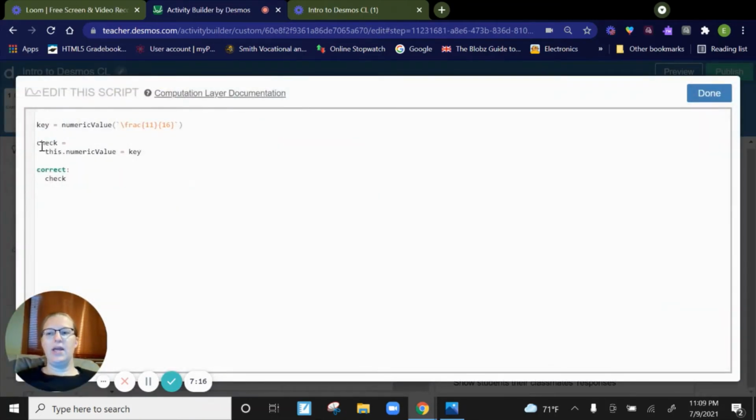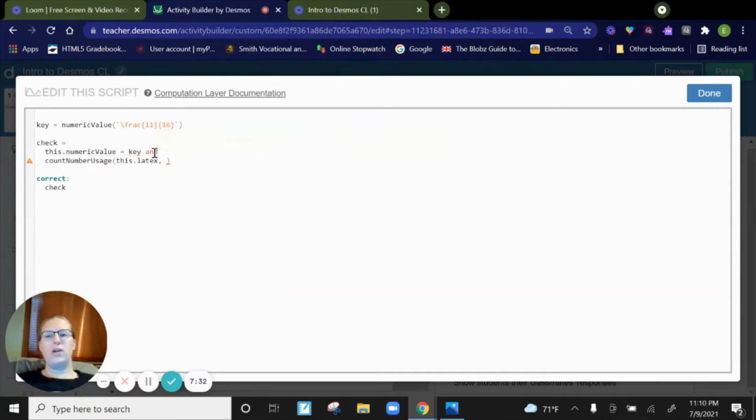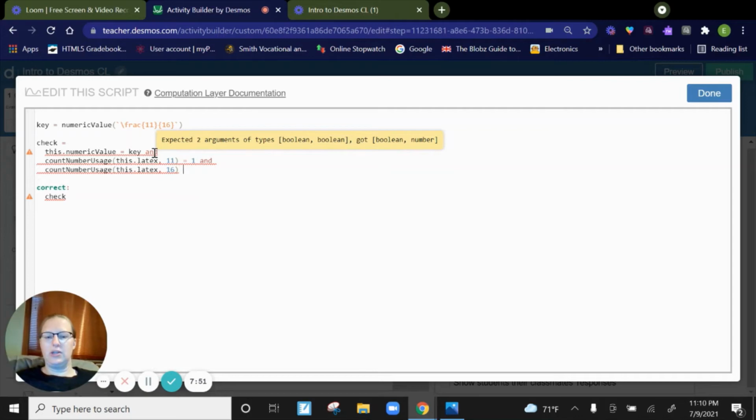Going back to the CL, in our check, let's say a little bit more about that. And we want to count the number usage, just like we did in the last video of this LaTeX. And what number do we want to look for in that answer box that the student writes? The student should be writing 11/16. They need both those numbers. 11 should happen once, and count number usage for this LaTeX. The number 16 should also happen once.